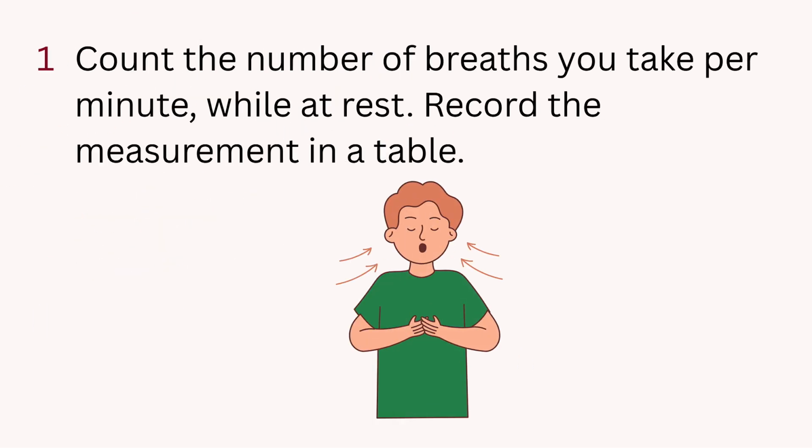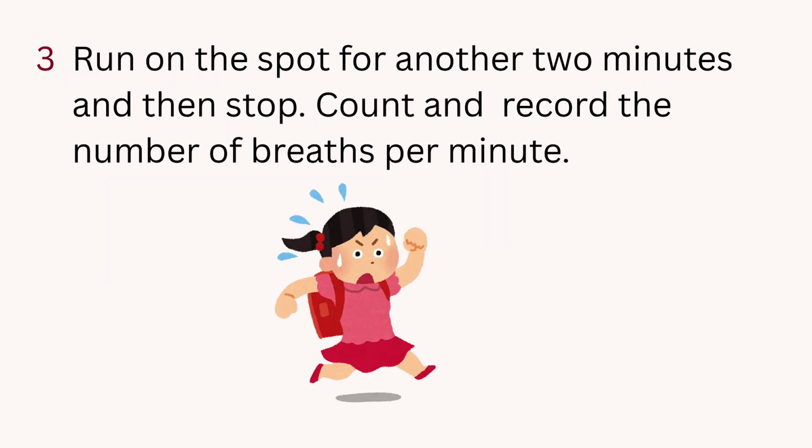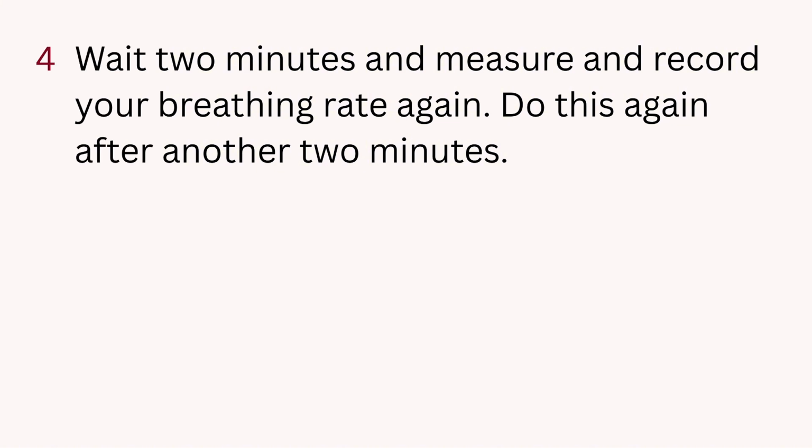Number 1. Count the number of breaths you take per minute while at rest. Record the measurement in the table. Number 2. Run on the spot for 2 minutes and then stop. Count and record the number of breaths per minute. Number 3. Run on the spot for another 2 minutes and then stop. Count and record the number of breaths per minute. Number 4. Wait 2 minutes and measure and record your breathing rate again. Do this again after another 2 minutes.